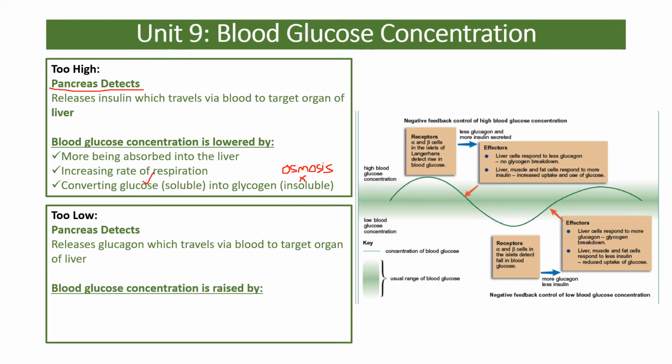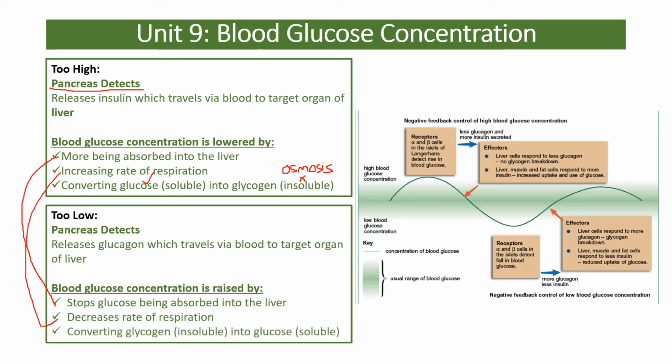So if the blood glucose concentration is too low, negative feedback occurs, reversing that change, and it raises the blood glucose levels by basically doing the opposite of the three things that the ticks above. So it stops glucose being absorbed into the liver. It decreases the rate of respiration, and it converts glycogen back into glucose, and more can be released into the bloodstream. And that is how a healthy person would control their blood glucose levels.